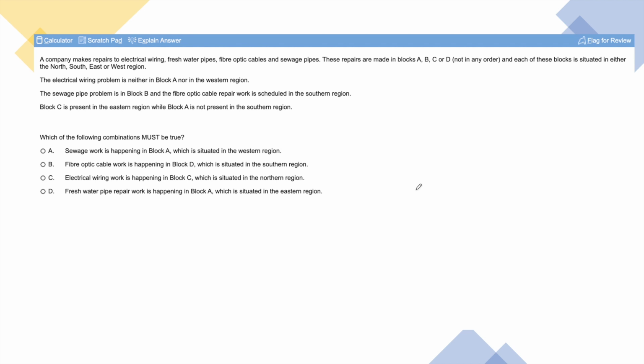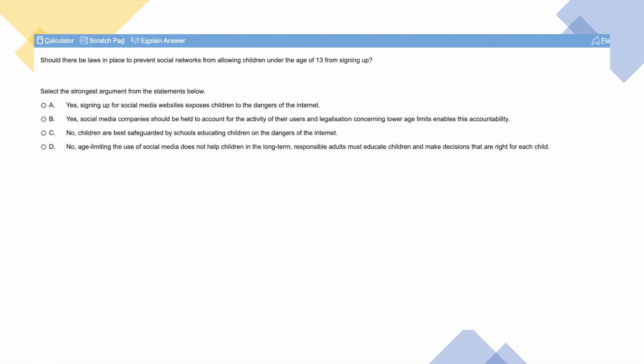Right, so let's move on now. Alright, so we're going to go over this question now. So it's a small question. Should there be laws in place to prevent social networks from allowing children under the age of 13 from signing up? Select the strongest argument from the statements below.